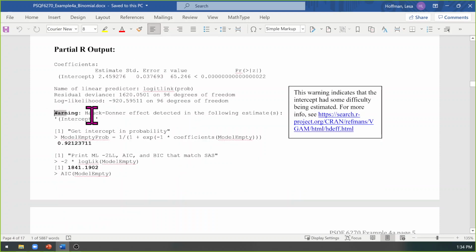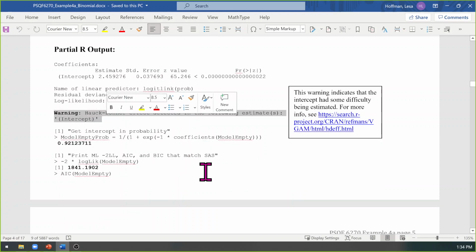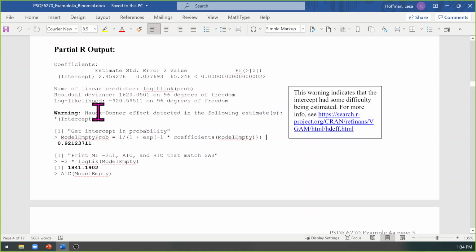However, I don't know if you've seen this message before on the R output. I had to look this thing up, and it is, I'm guessing, 2 people's names who wrote a paper about this, because that's how these things go. What it boils down to is a difficulty in estimation.